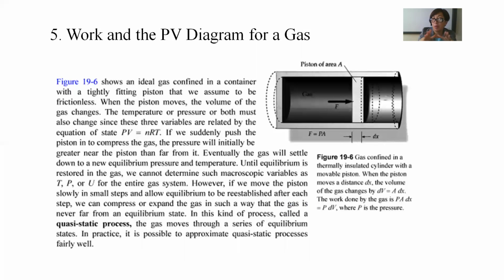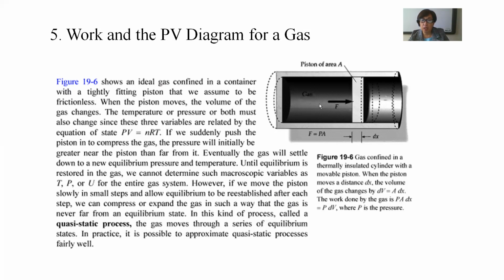However, if we move the piston slowly, step by step, and allow equilibrium to be reestablished after each step, we can compress or expand the gas in such a way that the gas is never far from an equilibrium state. This kind of process is called a quasi-static process, as the gas moves through a series of equilibrium states. In practice, it is possible to approximate a quasi-static process fairly well.